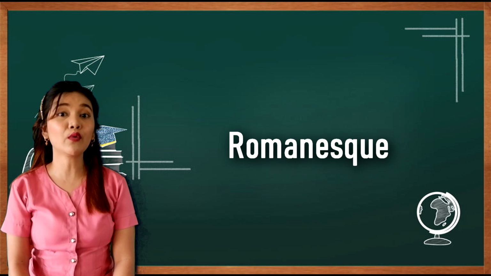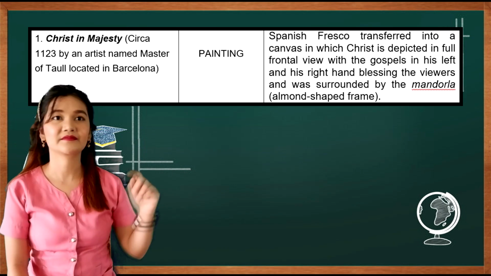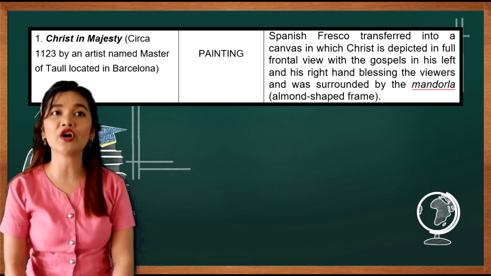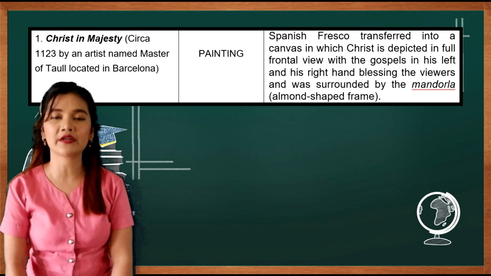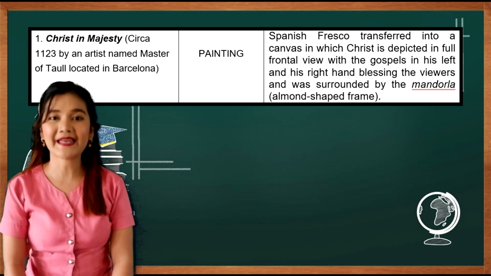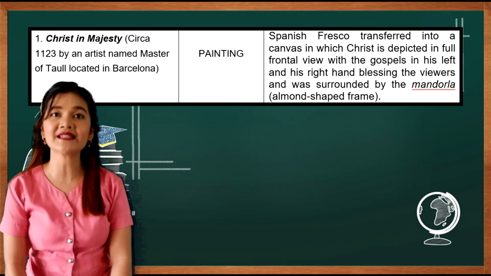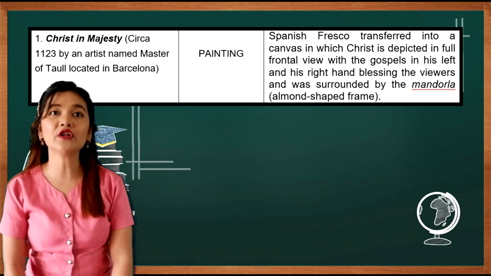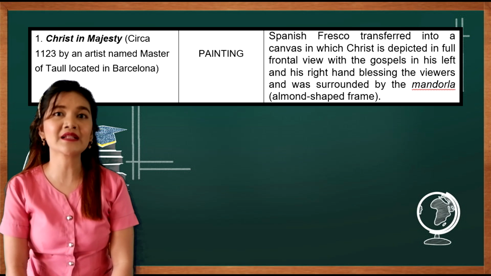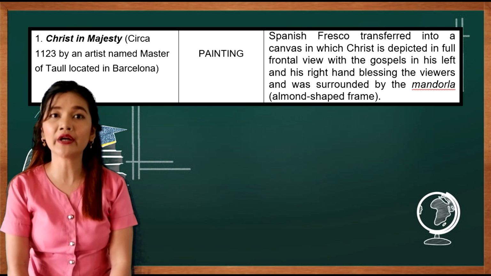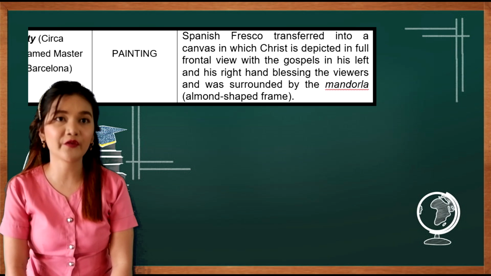Romanesque. Number 1. Christ in Majesty circa 1123 by an artist named Master of Tau located in Barcelona. Art form, painting. Spanish fresco transferred into a canvas in which Christ is depicted in full frontal view with the Gospels in his left and his right hand blessing the viewers, and was surrounded by the mandorla, almond-shaped frame.